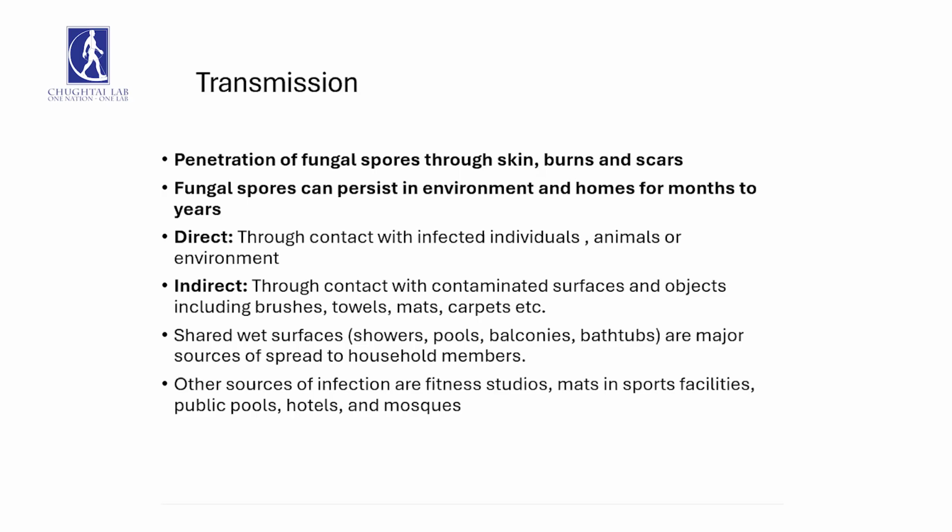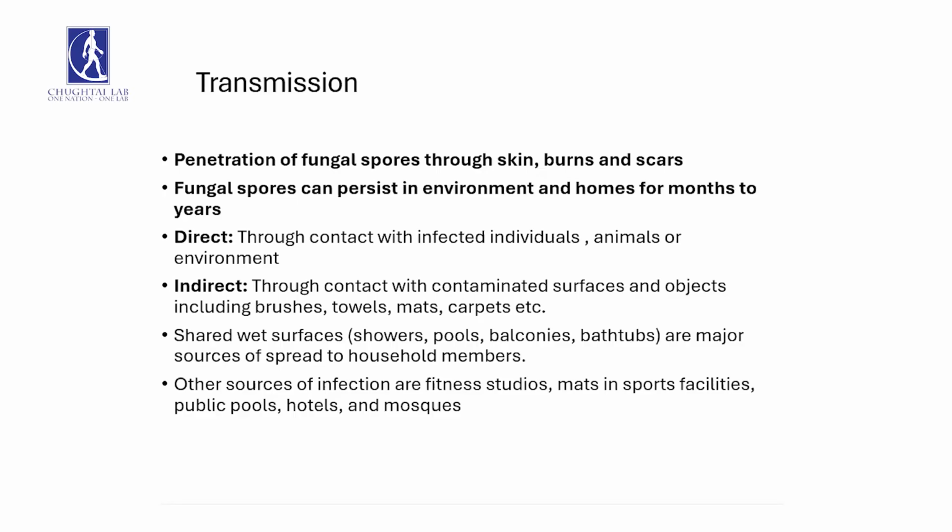So if one person is infected in a home and the people live in close proximity and share personal-use equipment, other members of the household can frequently get infected as well. In such environments, shared wet surfaces such as showers, pools, balconies, and bathtubs are the major sources of spread. Whereas in community settings like gyms, schools, and mosques, mats are frequently the source of infection, such as in public pools, sports facilities, hotels, and mosques.